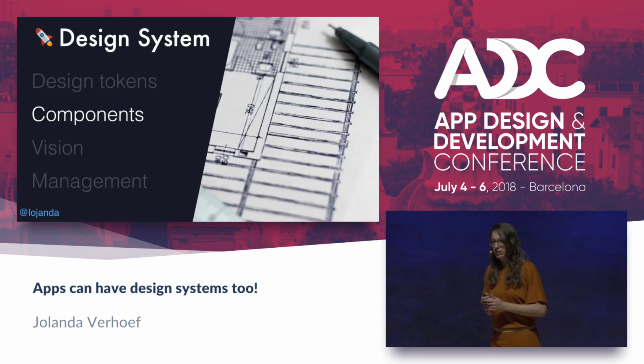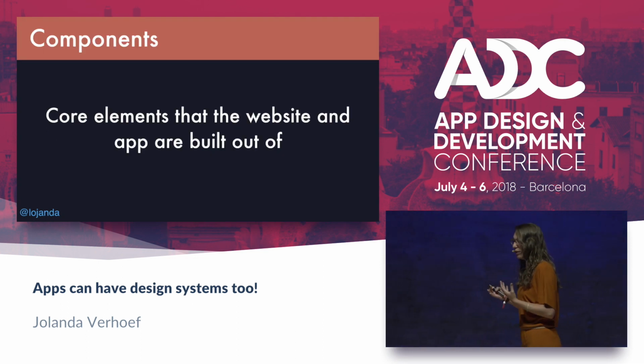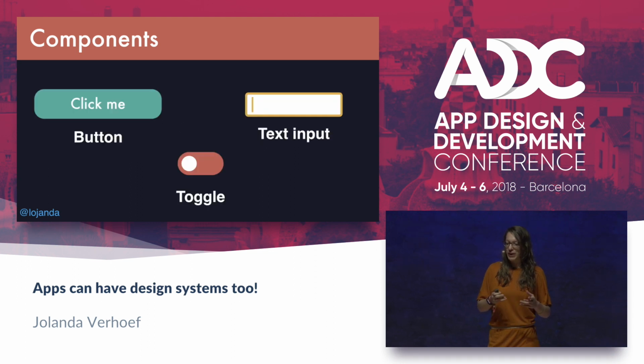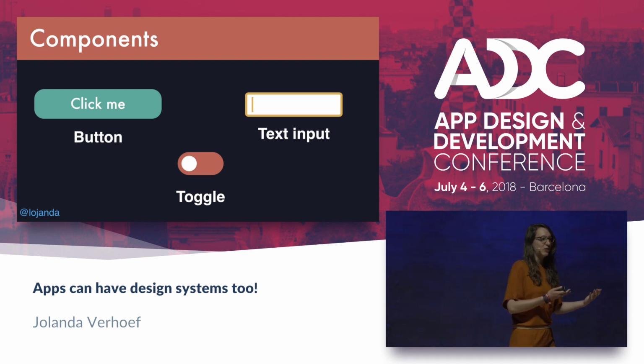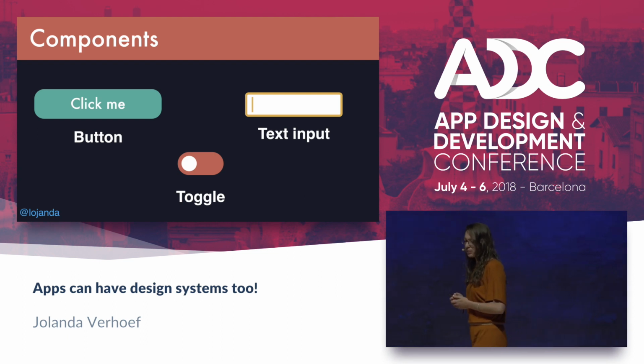So next up, the components. What are components? Well, it's pretty close to the tokens, actually, but these are the core elements that the website and the app are built out of. And it's best displayed by just showing you some examples. So we can have, for example, a button, which in the end consists of spacings, typography, and colors again. But as you can see, it's like a set of those that represent an element that can be reused throughout the application. Same goes for a text input, same goes for a toggle, etc. And normally a design system has around 50 to 100 of these components, and it describes how those can be used.